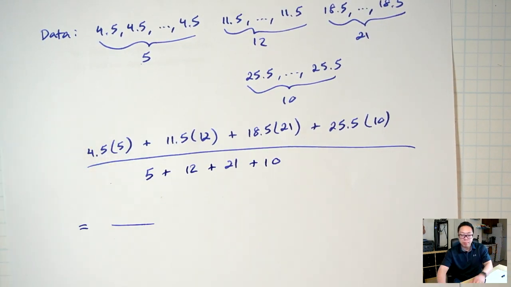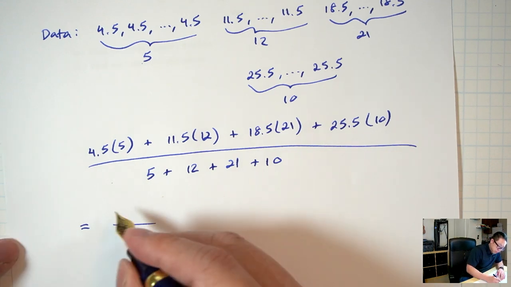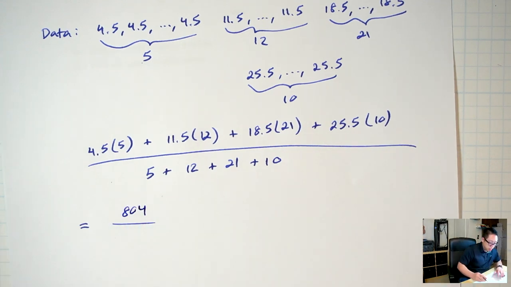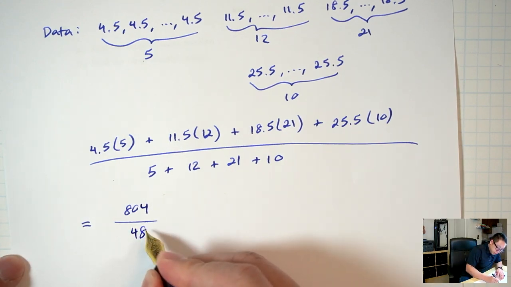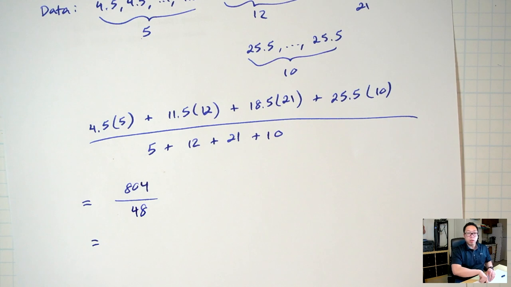Okay, so up top, 4.5 times 5 plus 11.5 times 12 plus 18.5 times 21 plus 25.5 times 10. Up top it's 804. On the bottom, 5 plus 12 plus 21 plus 10 is 48. And then 804 divided by 48.